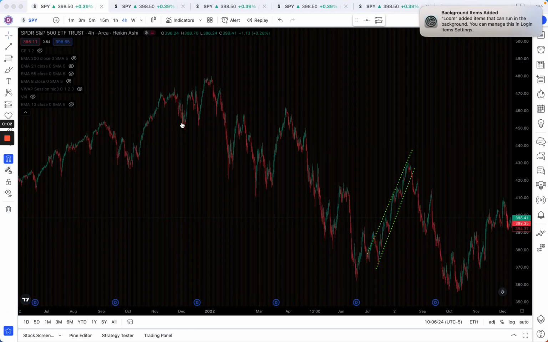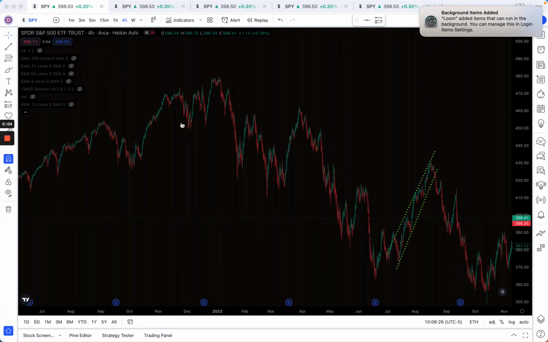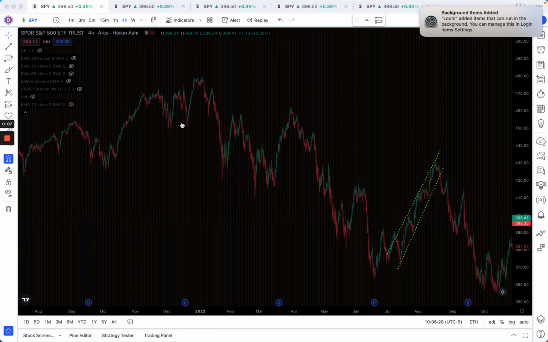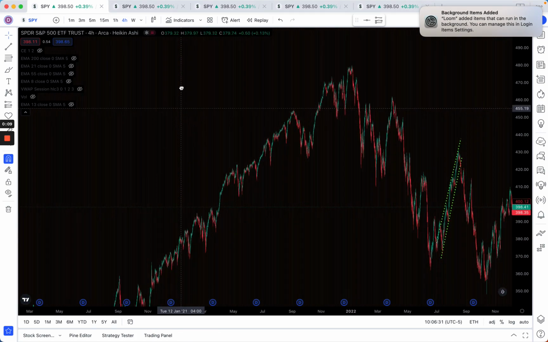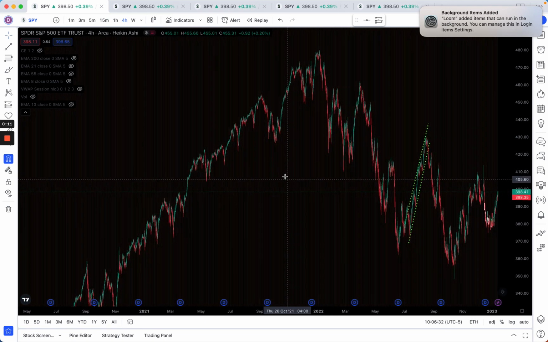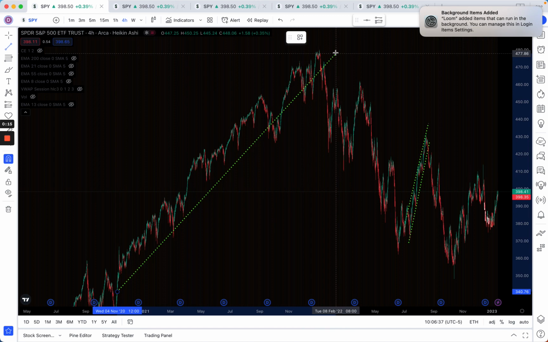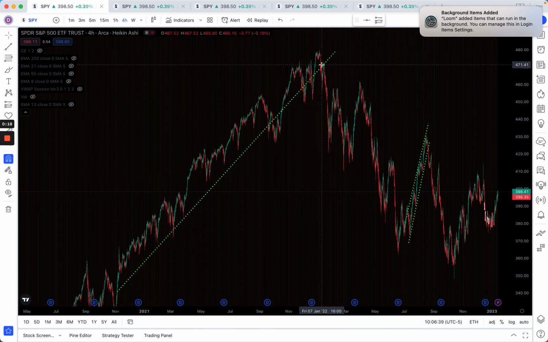I'm going to go over some Fibonacci real quick, and why and how they are important and how relevant they are. Here we have the SPY on a 4-hour chart. Obviously, we've been going in a trend for a long time. Once we broke this trend, it's been downhill ever since.